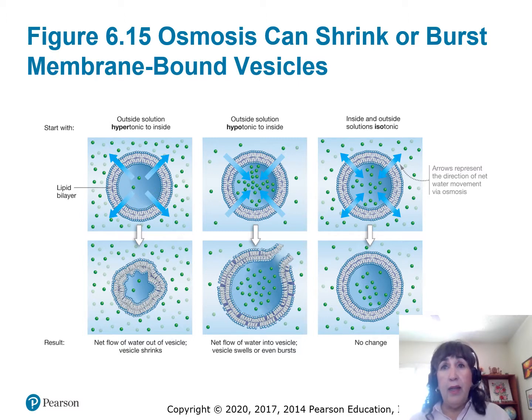And the cell can swell so much that it can burst. So that's why when you go to the hospital and they give you an IV, they give you an IV that has saline solution because they don't want your cells to burst. And then lastly, you have an isotonic solution. And this is where you see the same concentration of molecules both inside and outside of the cell. And because of that, there's no net movement in water.